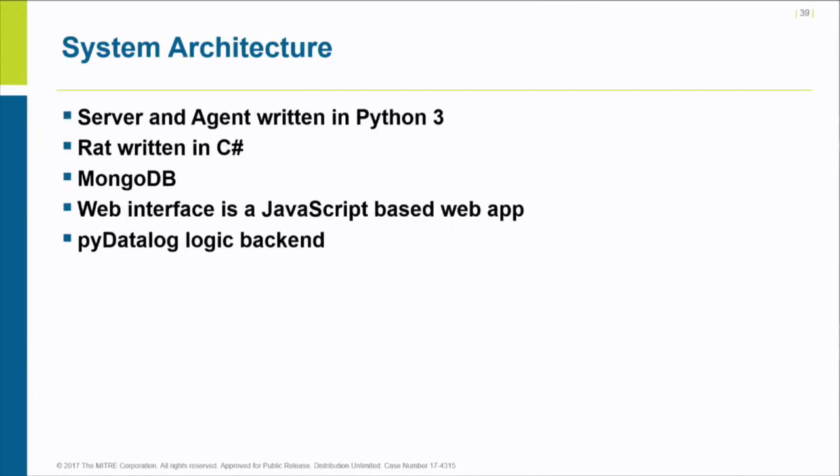So the system itself is written in Python 3. The rat is written in C#. The database we use is MongoDB, and the web interface is JavaScript. The logic, which is sort of the underlying implementation of the preconditions and postconditions that Andy talked about, is all written in a language called PyDatalog. That's very interesting, but it's outside of the scope of this talk. But if you're interested in that, come talk to me and I'll give you an earful about that after the presentation's over.